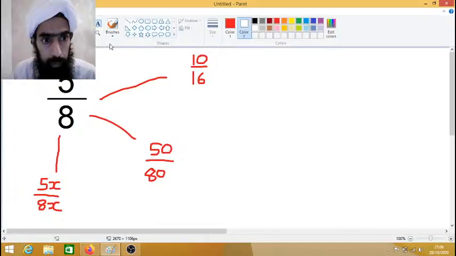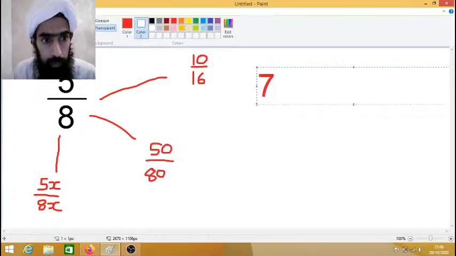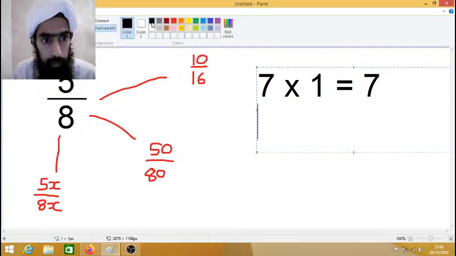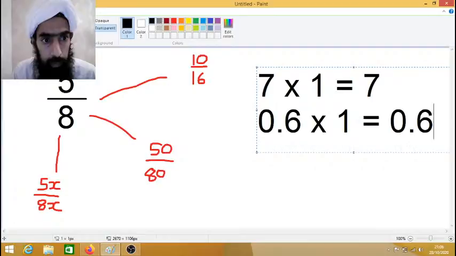What I've really done is take advantage of any number you could think of. Let's just say, pick a number 7. Any number, if I multiply that by 1, it will never change. I'll always just get the same number I started with. So 7 times 1 is 7, 0.6 times 1 would still stay as 0.6.